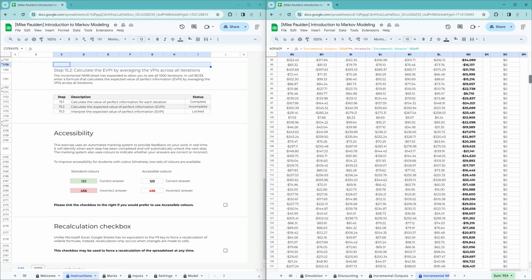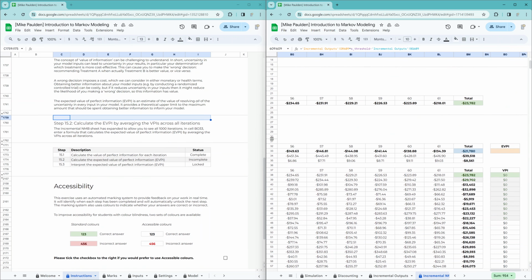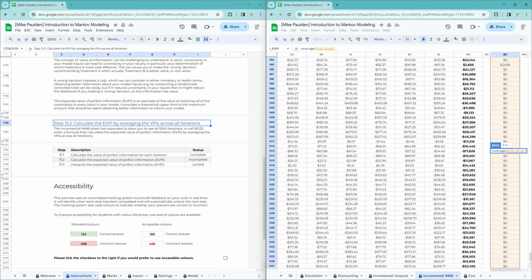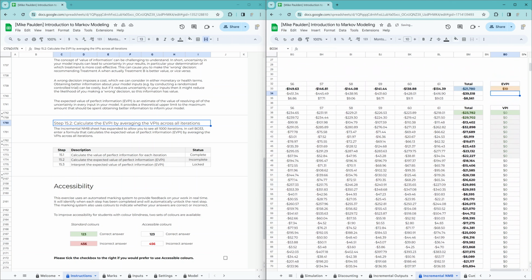Okay, now, if we come back to the top, we need to do step 15.2, calculate the EVPI by averaging the VPIs across all iterations. So we just need to take the average of all of these. So equals average, and we'll do this one, hold down Control Shift down to this one, and it's $10. Okay, so most of them are 0, but the mean is $10.